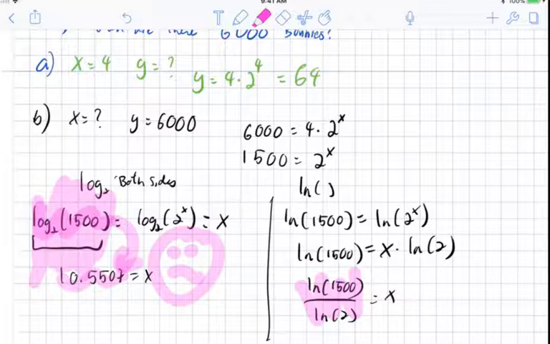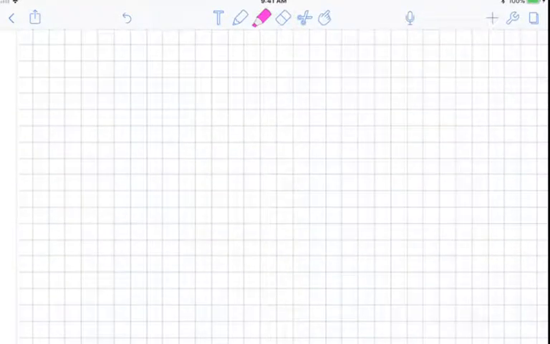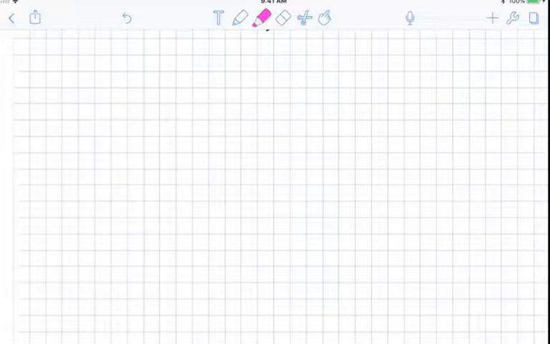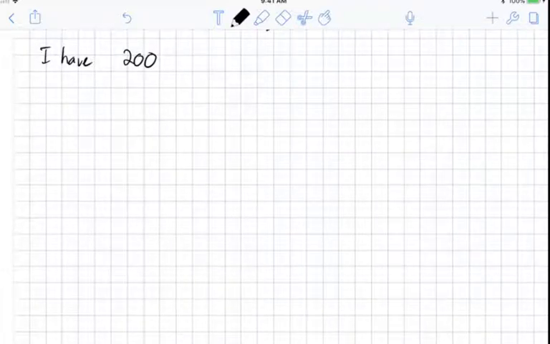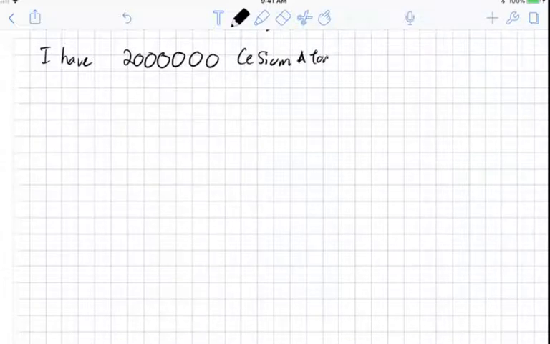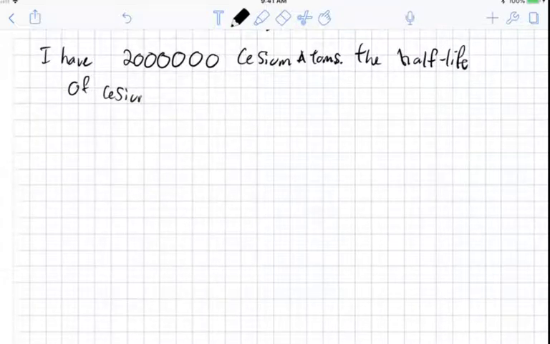Okay. How about one more exponential, and then we'll move on to logarithms. I have 2 million cesium atoms. The half-life of cesium atoms is, I don't know what it is, so I'm going to make it up, 60 days.